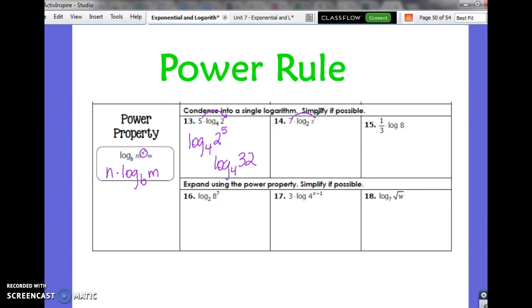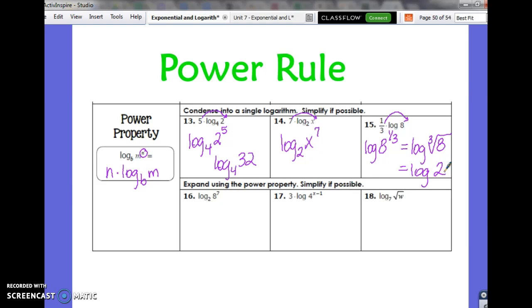This 7 in front gets moved around to the back, so that becomes log base 2 of x to the 7th power. This 1/3 gets moved around to the back, log, it's the common log, of 8 to the 1/3 power. And you could also write that as log of the cube root of 8. And if you think about the cube root of 8, well, that's just 2. So really, you can write that as just log of 2. So continue to simplify as much as you possibly can.